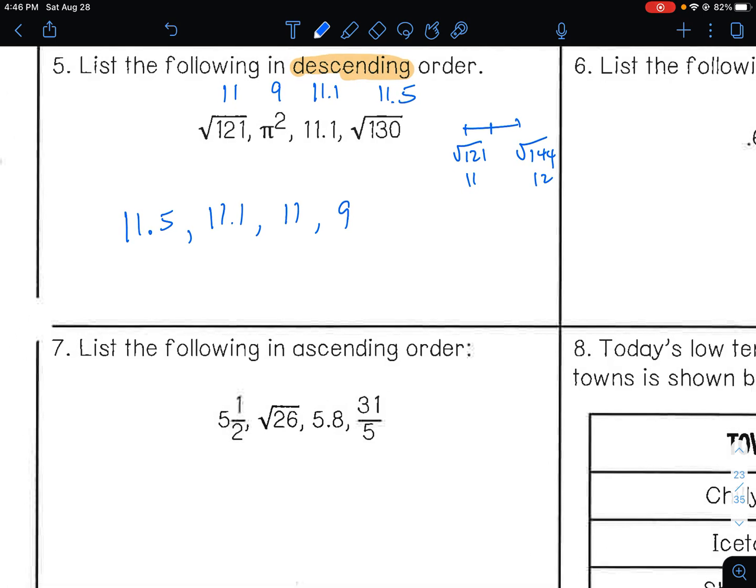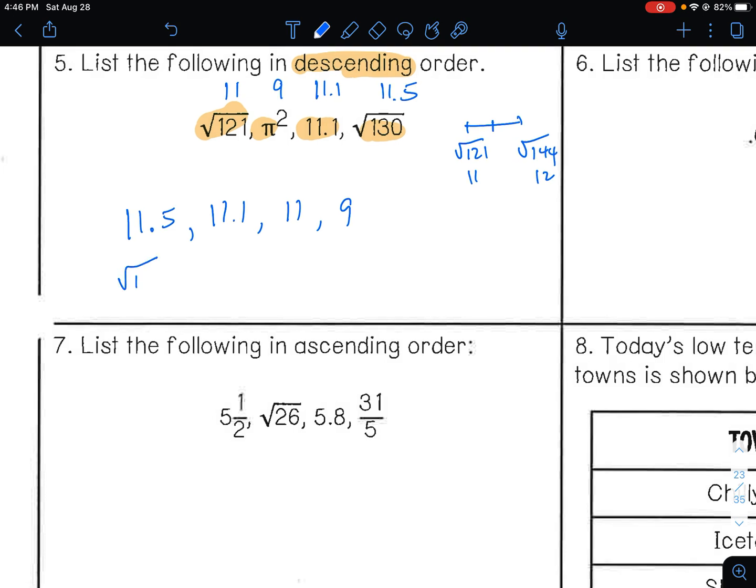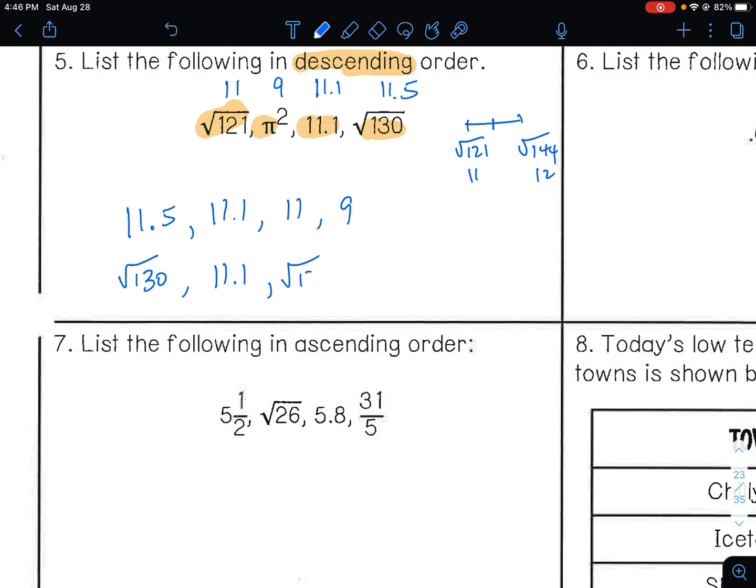Let's go ahead and write the associated numbers because if this was a multiple choice question, it would be written in these forms. So 11.5 is radical 130, followed by 11.1, followed by 11, which is radical 121, followed by 9, which is pi squared. So that is our answer.